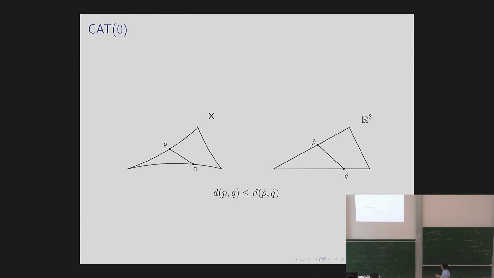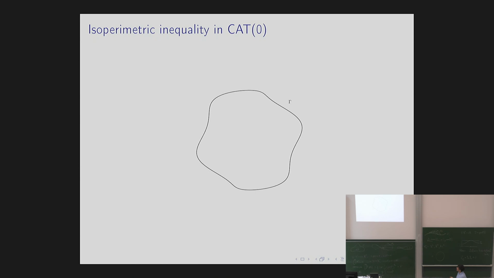And what we're interested in is non-positive curvature versus minimal surfaces versus isoperimetric inequalities. So let's look at isoperimetric inequalities in such spaces. And so what can you do if you have a Jordan curve in such a space?